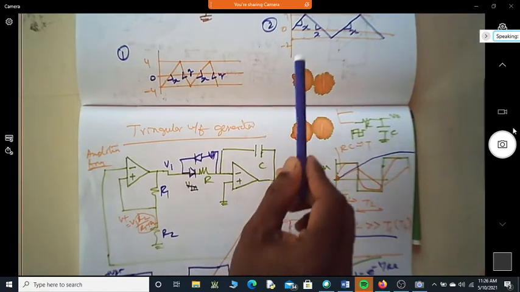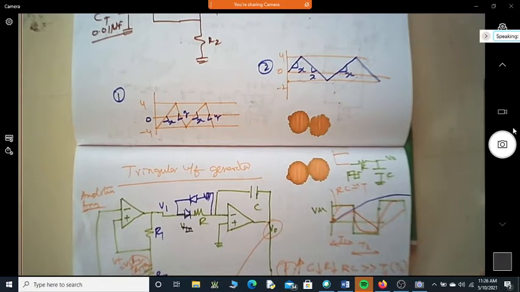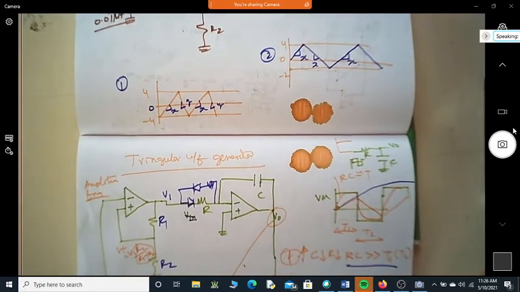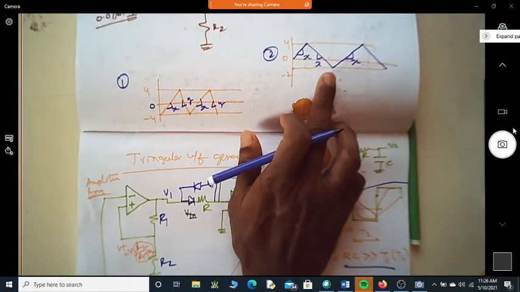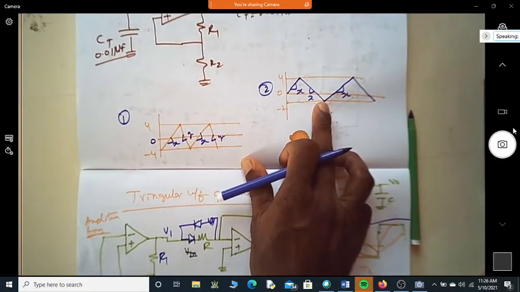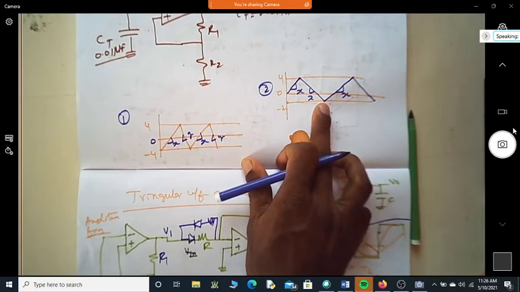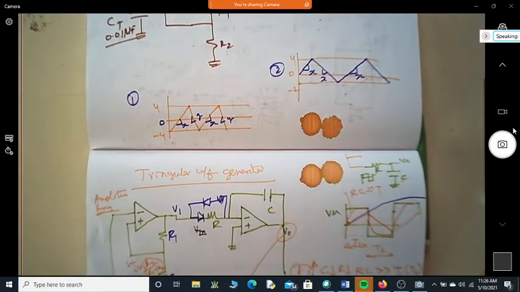Different slope. How about this? The amplitude of the negative part of your triangular waveform is less compared to the positive part. Anybody?